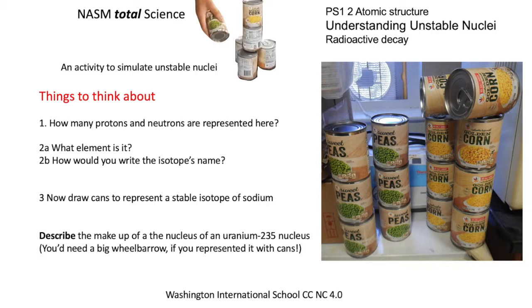Looking at the image here, how many protons and neutrons are represented? What element is it? And how would you write down the isotope's name? Now draw cans to represent a stable isotope of sodium. Pause while you do this, and then describe, don't draw, the makeup of a nucleus of the uranium-235 atom. You'd need a really big wheelbarrow and a lot of cans of peas if you were doing it with those.